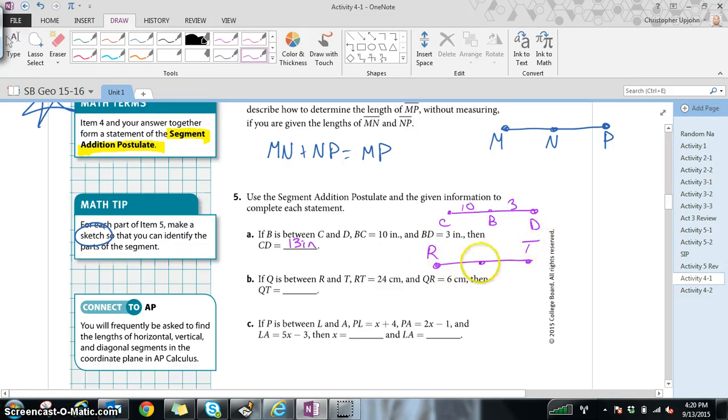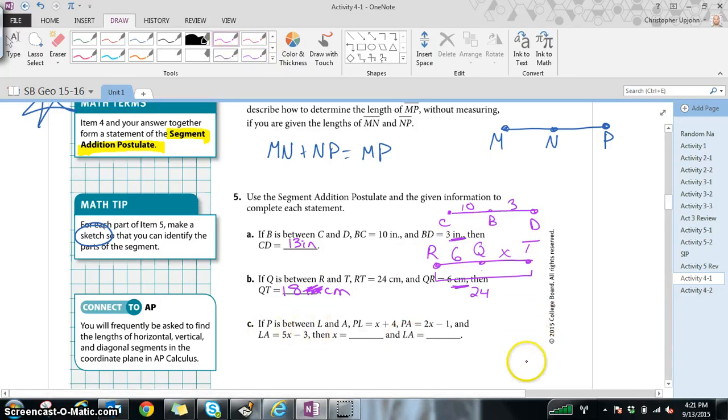So again, Q is in between R and T. So the whole thing RT is 24, and QR is 6. So how do we find QT? Well, using our segment addition postulate, 6 plus something, or x, equals 24. So we subtract using the subtraction property of equality. So x equals, which is QT, 18 inches. Oops, no, it's not. It's centimeters. So make sure that you're using the units that they give you.